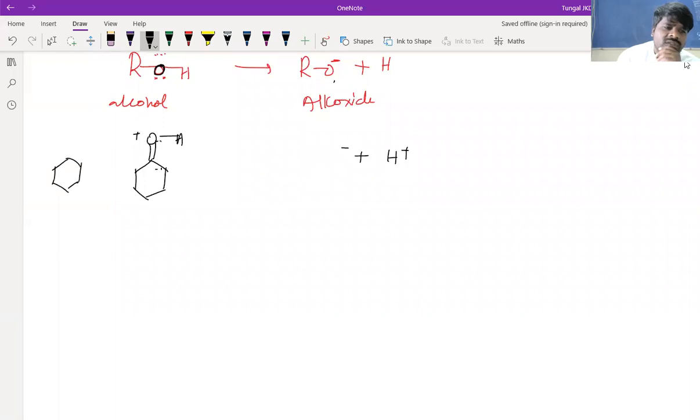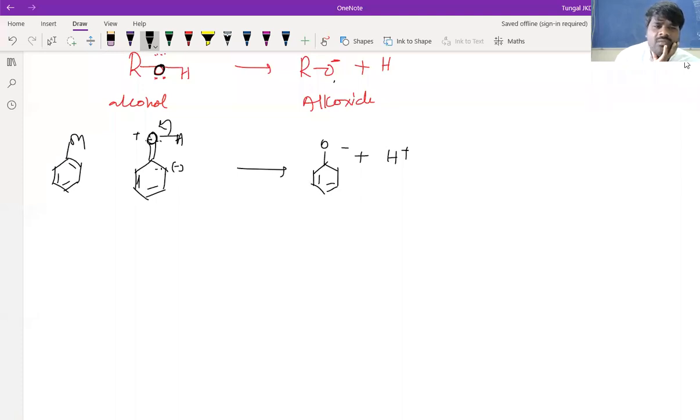This is your phenol. Due to the resonance structure, this oxygen is getting a positive charge. Because of this positive charge, it releases the proton quickly. So in the process of nullifying this charge, the release of proton is comparatively faster than in alcohols, due to this positive charge on the oxygen.